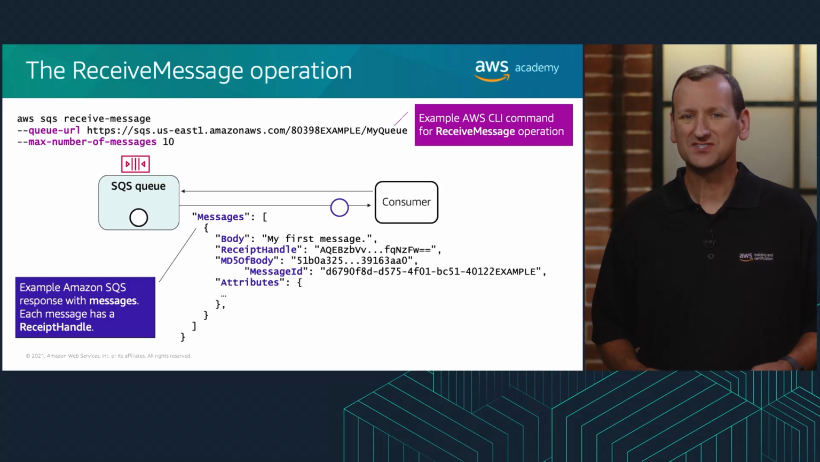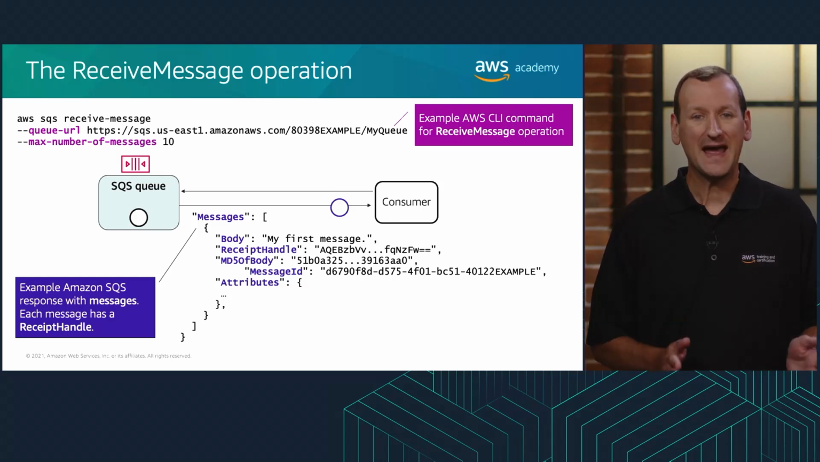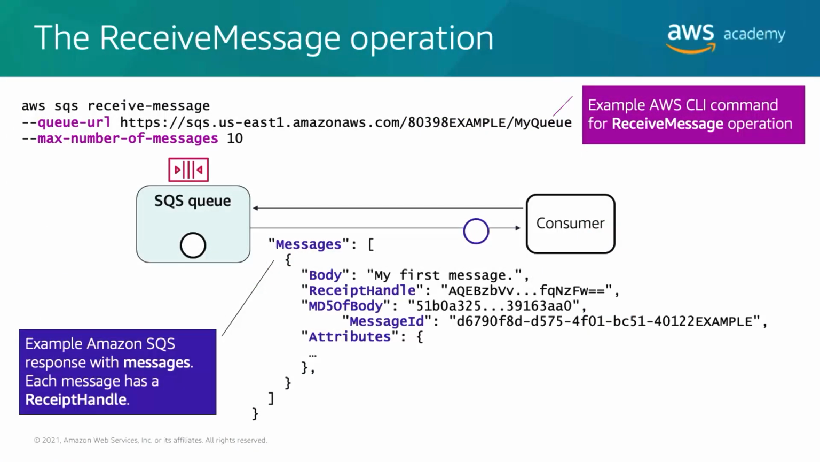By using the receive message operation, you can retrieve one or more messages, up to 10, from the queue. You set the number of messages you want to retrieve by using the max number of messages parameter. Amazon SQS responds with a message or messages depending on the max number of messages that you set in the receive message command, as well as the number of records currently in the queue.